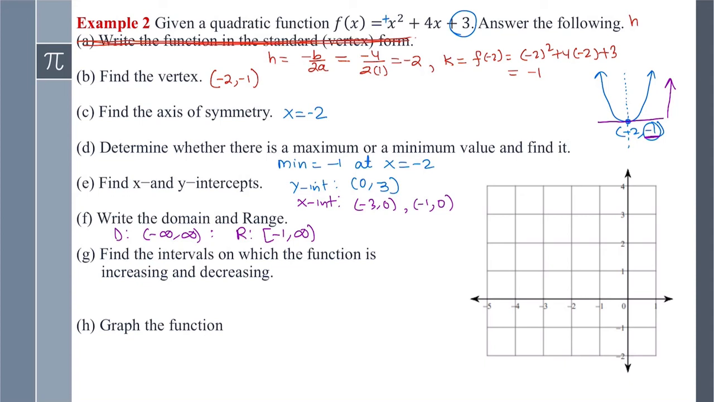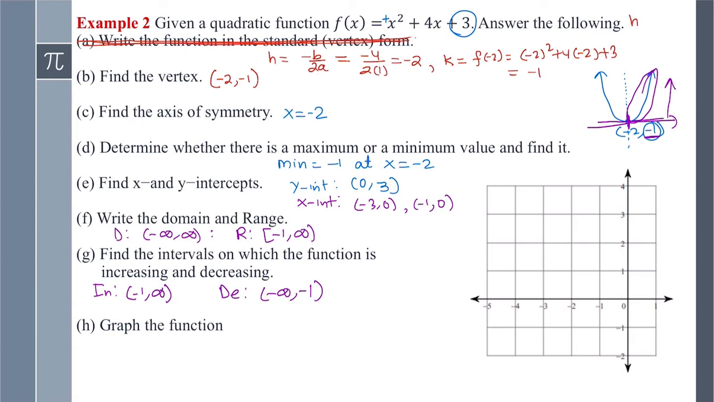Now again, the function is increasing on this interval right here. This part is the increasing part. So the x values for that part are from -1 to infinity. So it's increasing on the interval -1 to infinity, and it's decreasing on the interval left of -1, which is -infinity to -1.